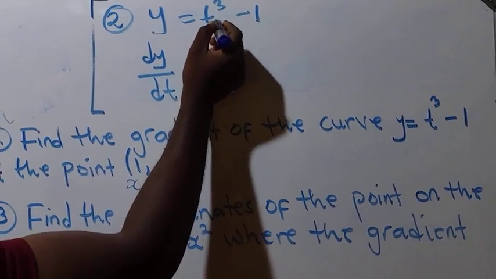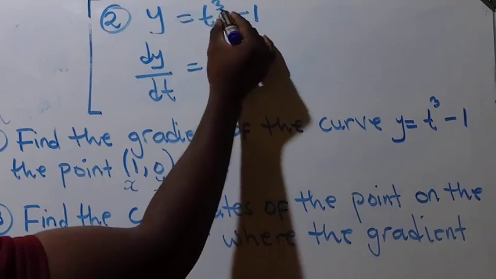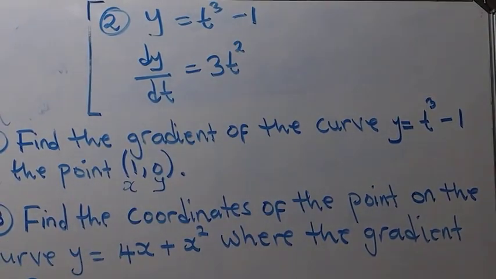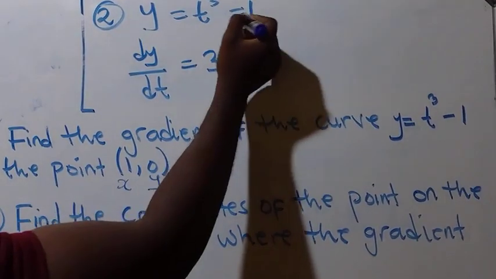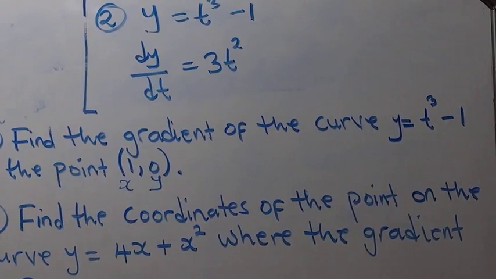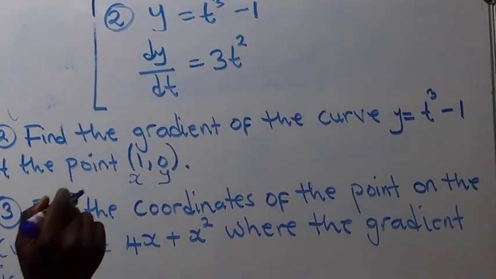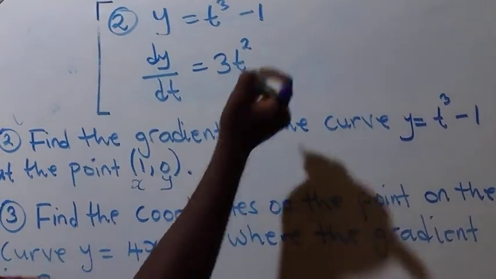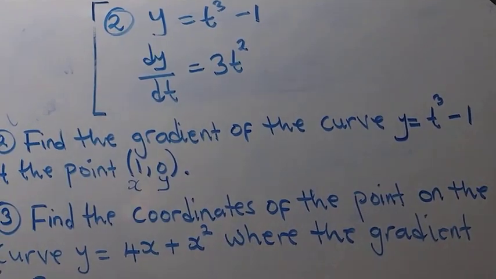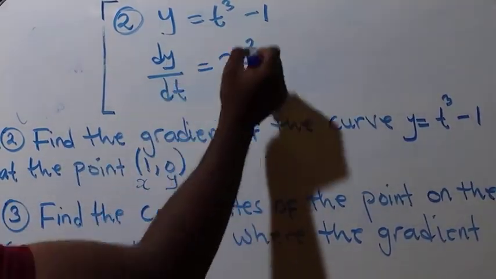the coefficient of this t is 1, and the power of t is 3. 3 times 1 gives 3t, and the power is reduced by 1, so you have t squared. Then for this minus 1, this is a constant value, and if you differentiate any constant it is 0. I'm not going to write minus 0 there. This is the gradient function.